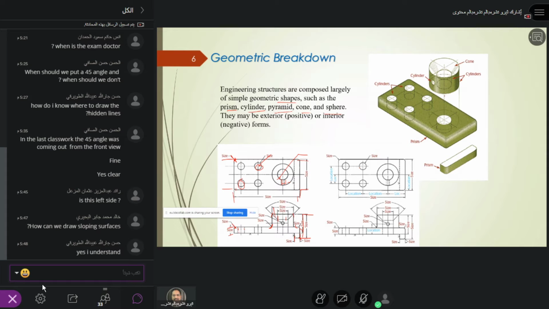So for the front view, all these sizes must be shown in the drawing. Okay. So in case of a cylinder, you must show the diameter of this, or of the cone, and of course for the cylinders you should show the diameter here. If it is a prism, you should show the thickness as well.